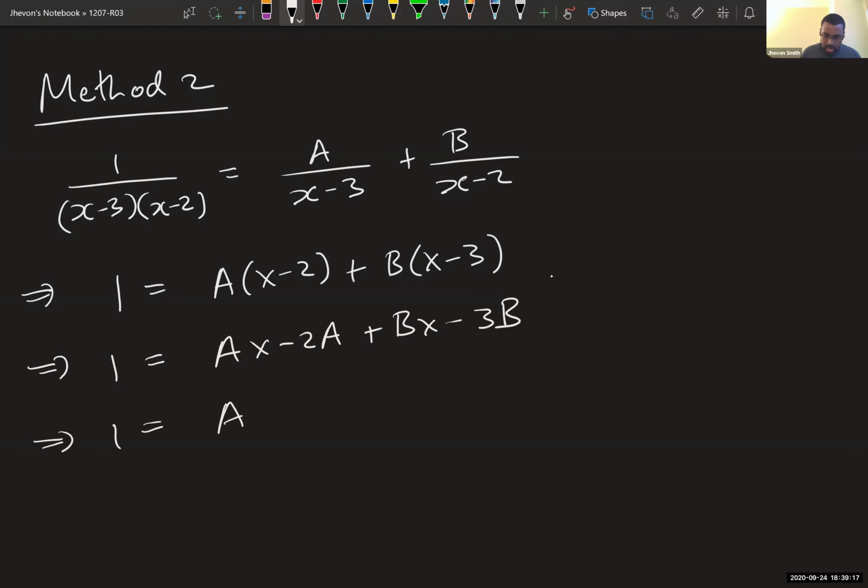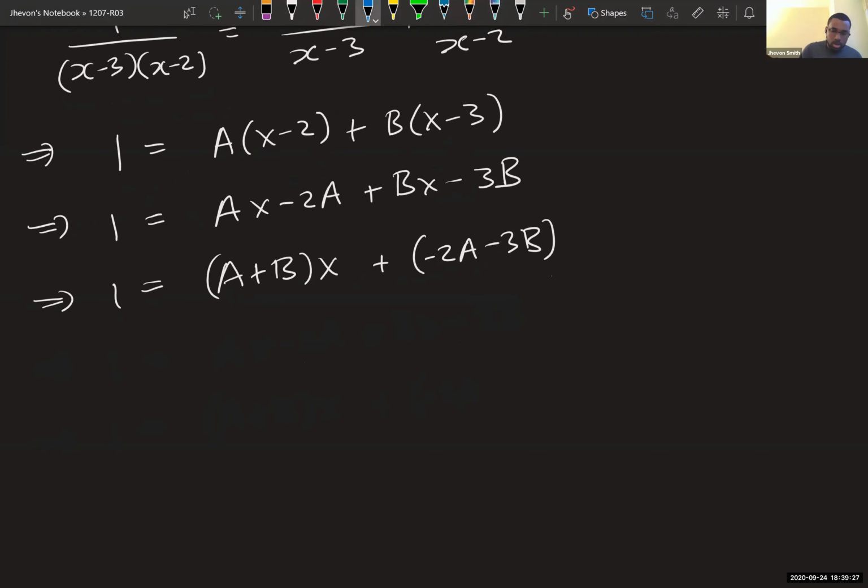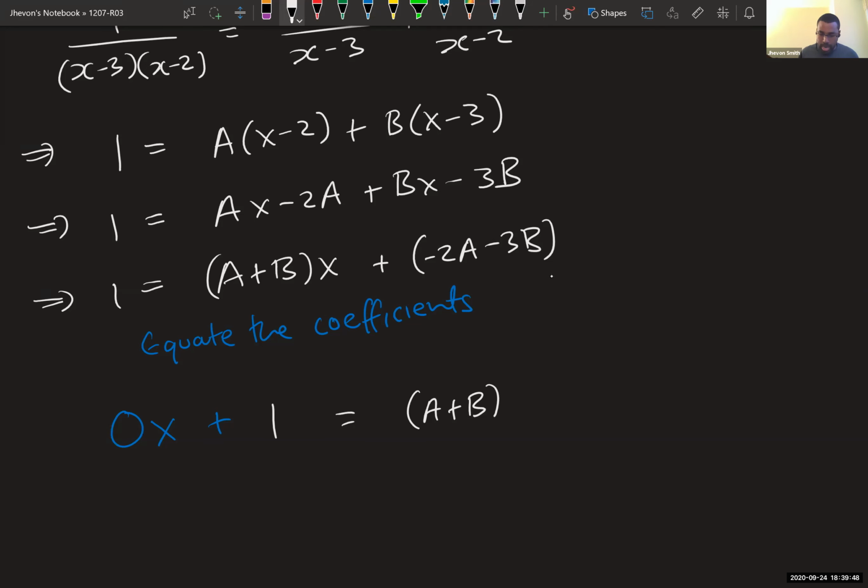So I group the x's, and then I group the constants. And then what I do now is something called equate the coefficients. Notice on the left side of my equation, I have 1, but I can think of it as 0x plus 1. While on the right side, I have a plus b x plus minus 2a minus 3b.